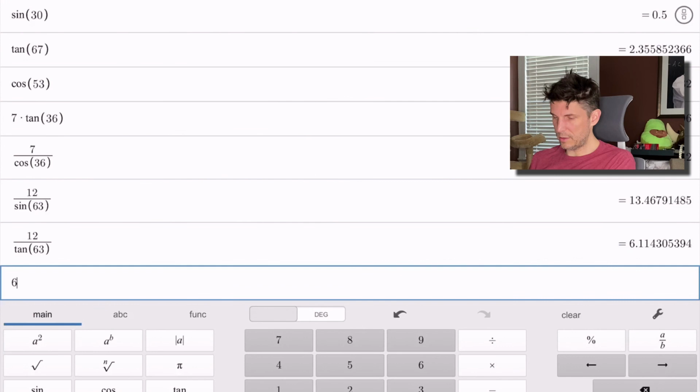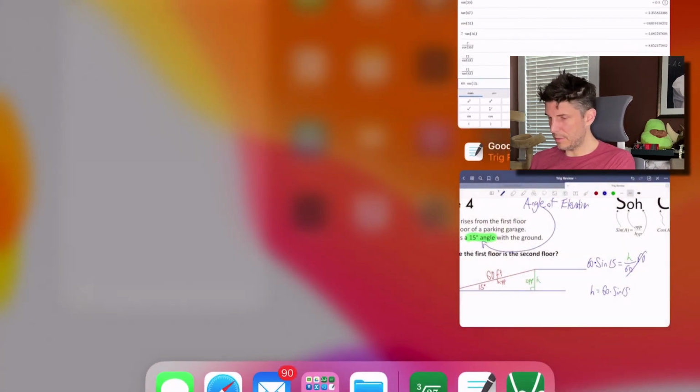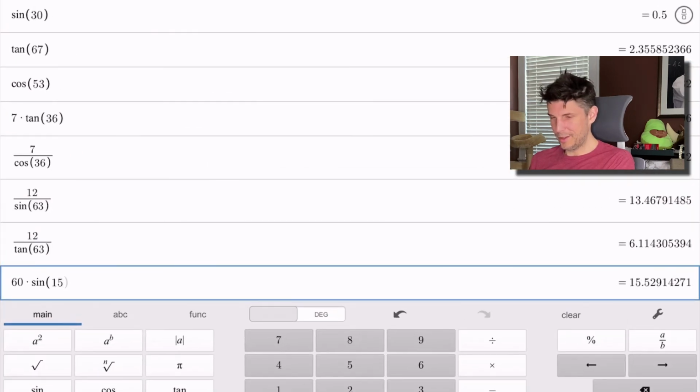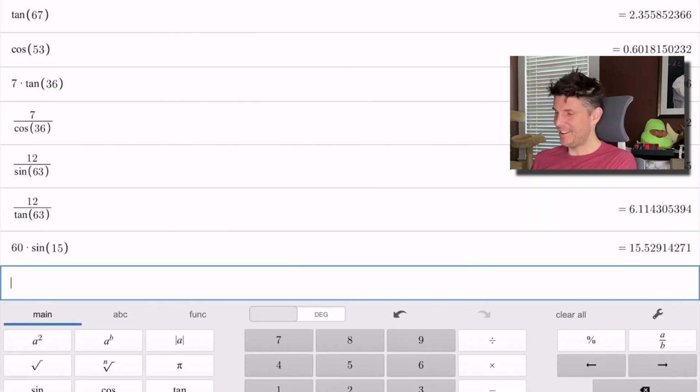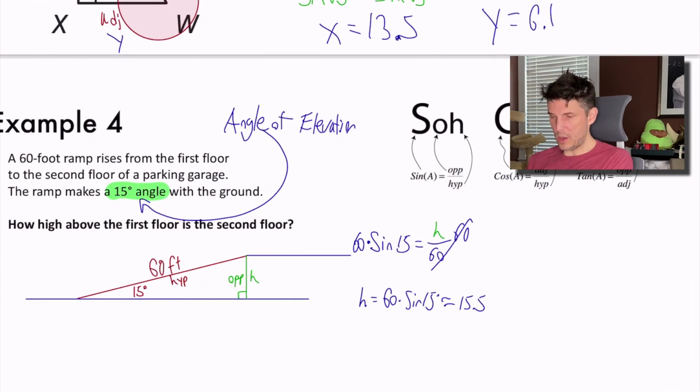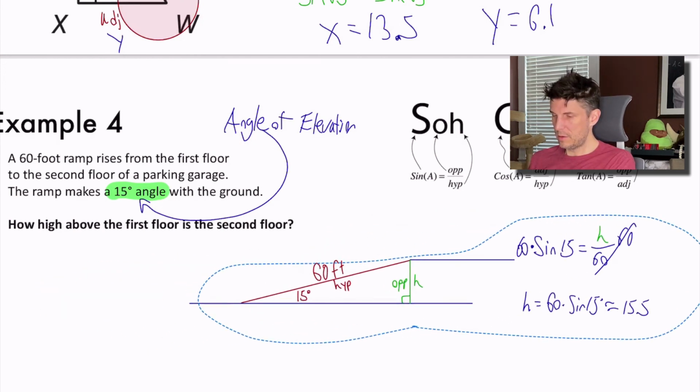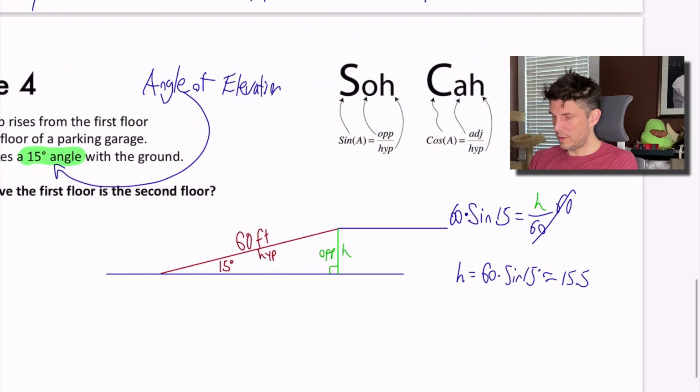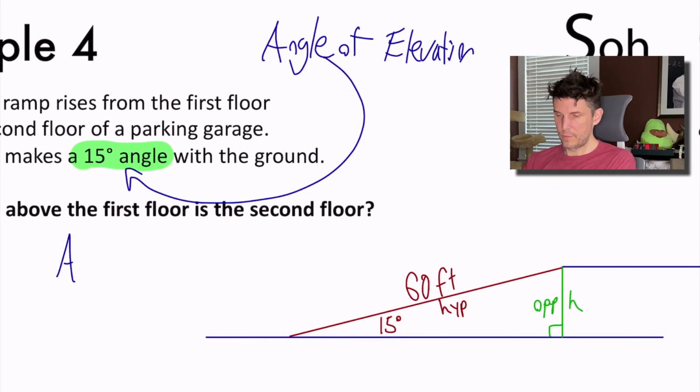Go to our trusty calculator. Times the sine of, did I say 60 degrees? I meant to say 15 degrees, sorry. Yeah, we have 15.5. So the answer to this question, how high above the first floor is the second floor, is about 15.5 feet.